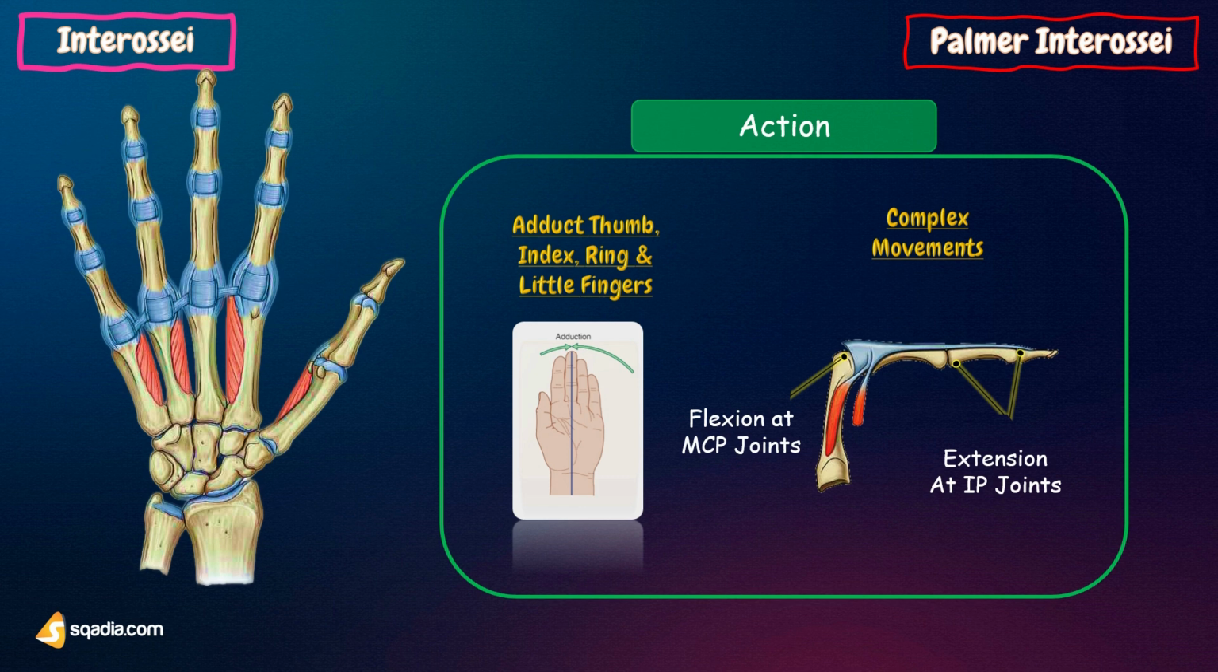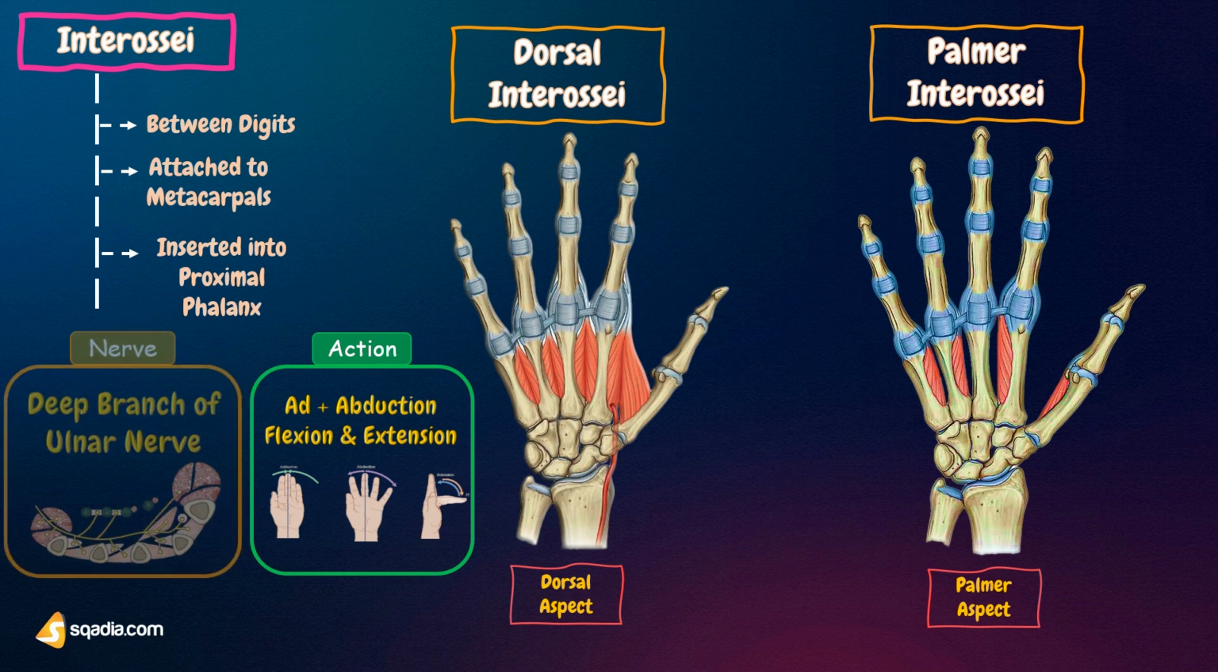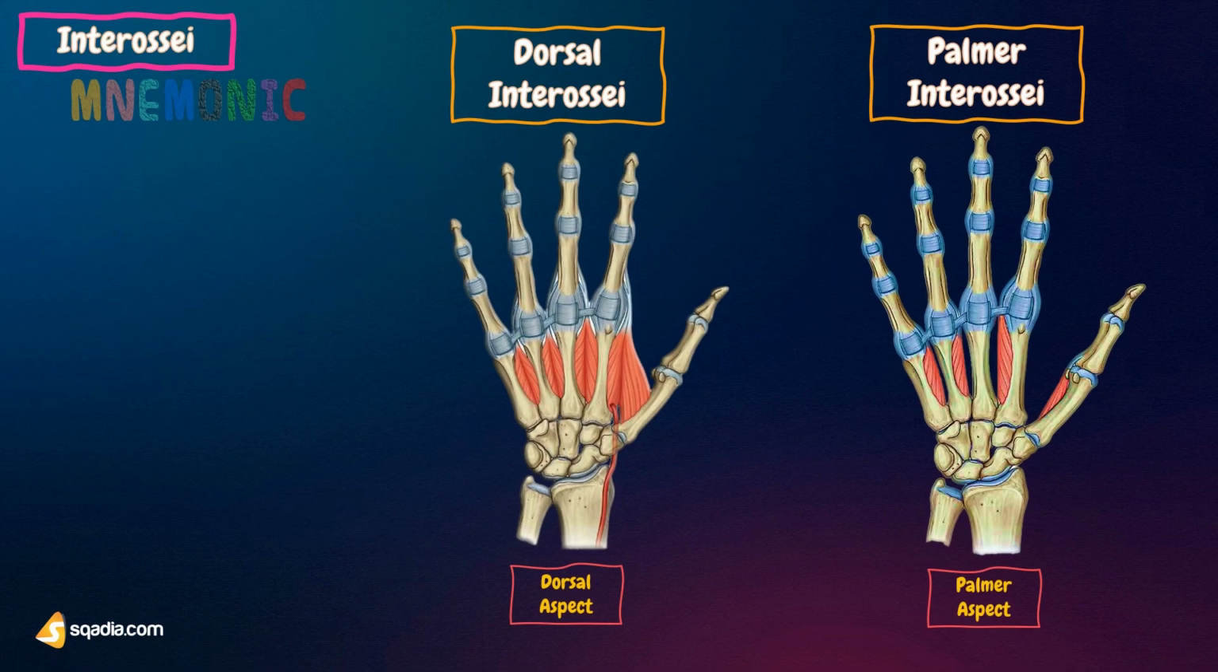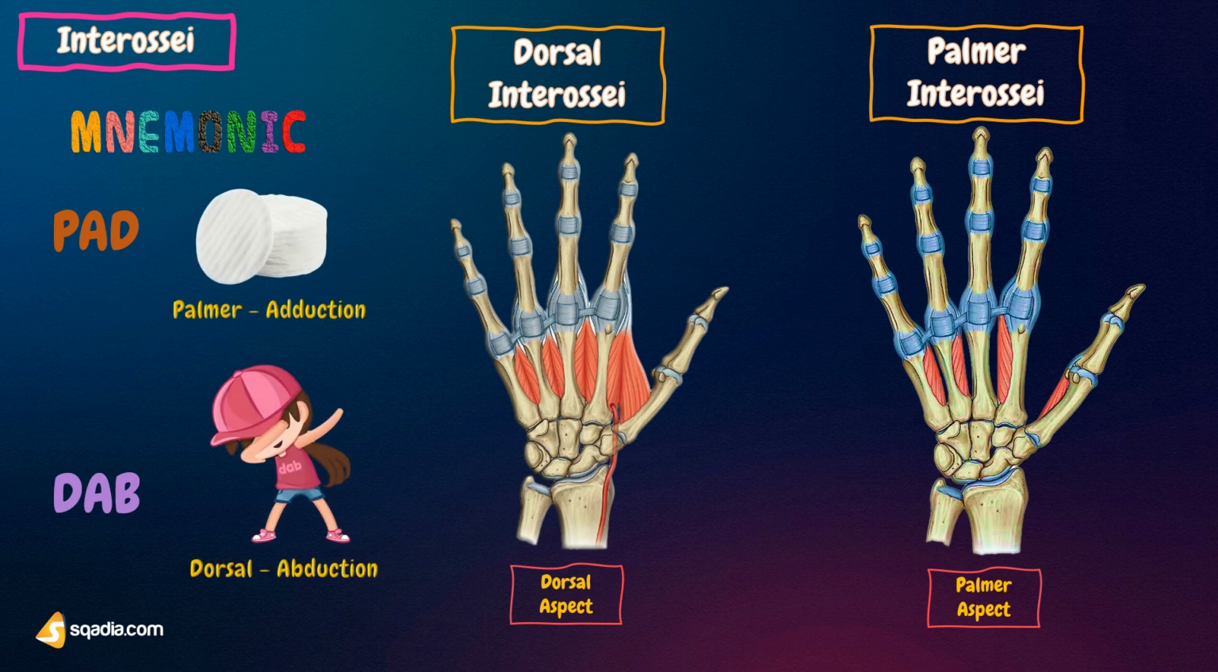As mentioned before, these muscles are innervated by the deep branch of the ulnar nerve. A trick to remember the action of the two groups of muscles is the phrase PAD, DAB. The palmar interossei adduct the digits, while the dorsal interossei abduct the digits.